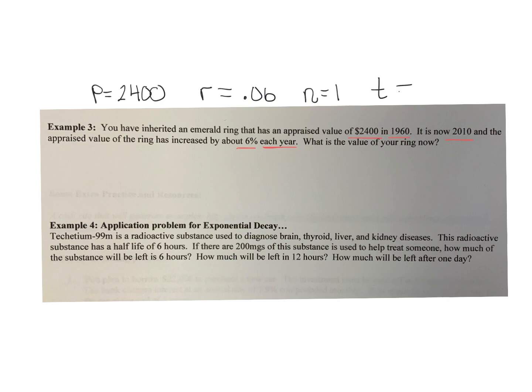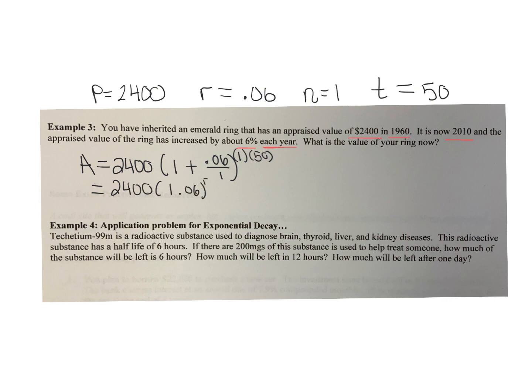The t, how many years have gone by? Well, from 1960 to 2000 is 40 years. And then from 2000 to 2010 is another 10 years, so 50 years. So I have my amount is going to equal 2,400, 1 plus 0.06 divided by 1 to the 1 times 50th power. And you're just going to clean it up. 2,400, 1.06 to the 50th. And you're going to type that in your calculator.